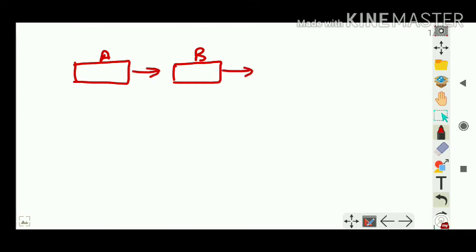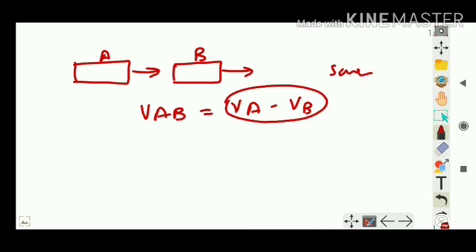Now let's move on with another short trick. This is the final short trick and the easiest one, if you want to avoid picture drawing, etc. Suppose there are two bodies again, A and B, and they are moving in the same direction. Then VAB, I will write as VA minus VB, just like the previous case. That means when both objects are moving in the same direction, always subtract.